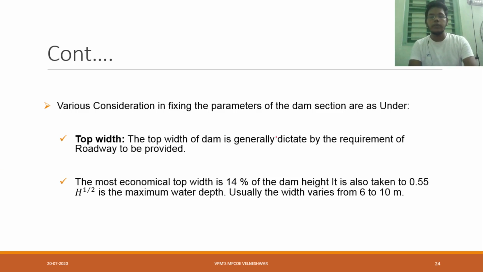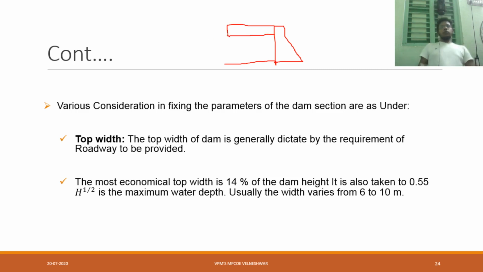Now, various considerations for fixing the perimeter dam section are as under. To fix these parameters, we have two types. One is top width. The top width of the dam is generally as per the requirement of the roadway to be provided. This is our dam, here we are providing some roadway, and top width means exactly this location. This will be decided as per road highway provisions itself, based on highway provisions we will decide that value.